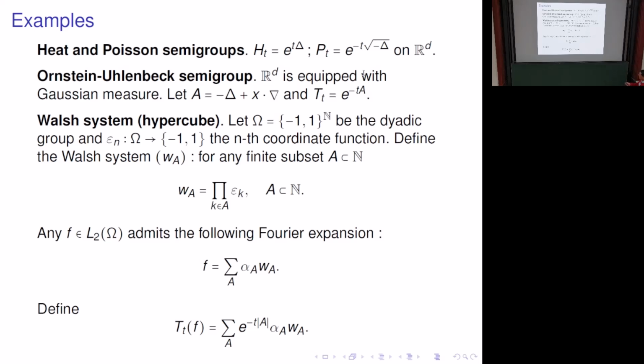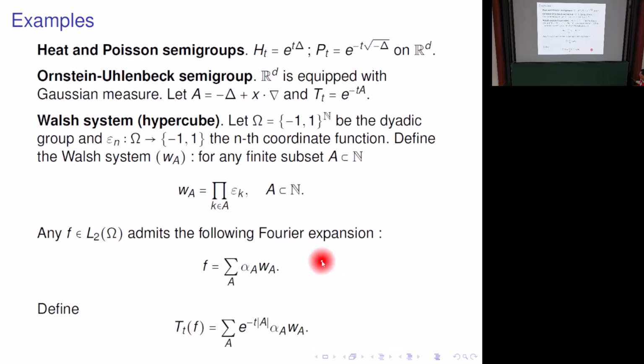on R^d. The third one, there are many other examples, the third one is the so-called basic model of the second one, this so-called Walsh system. For this Walsh system, this is the infinite dimensional hypercube. Okay, so we have the dyadic group with the normalized Haar measure, and we have the so-called Rademacher functions. This is the coordinate function. Then we define the Walsh system. Okay, so we have this Fourier expansion.